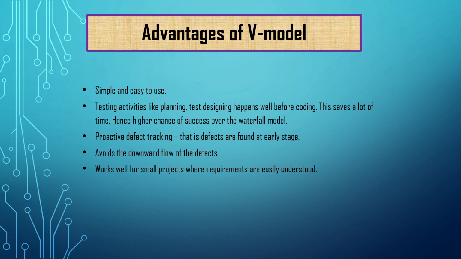This V model is actually a proactive defect tracking model, because defects can be found at a very early stage. This avoids a downward flow of defects, and this model works well for small projects where the requirements are very clear and easily understood. So these are the advantages of the V model.